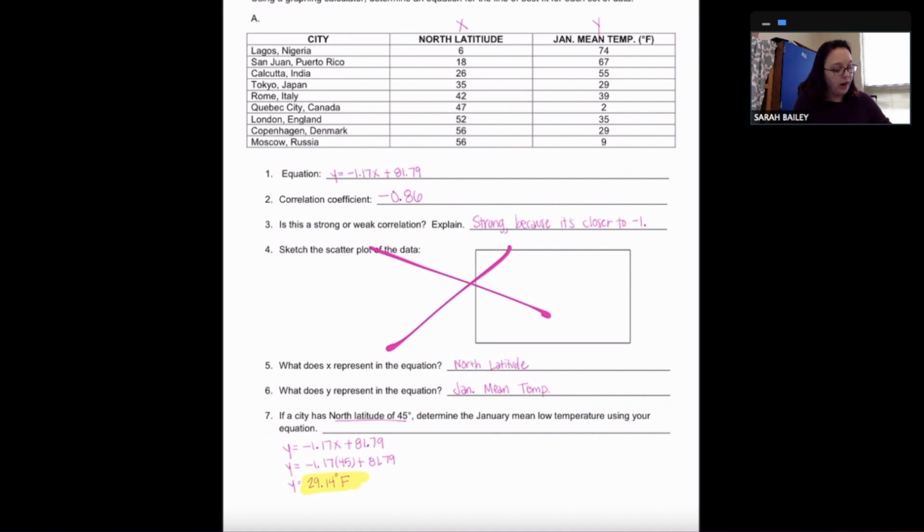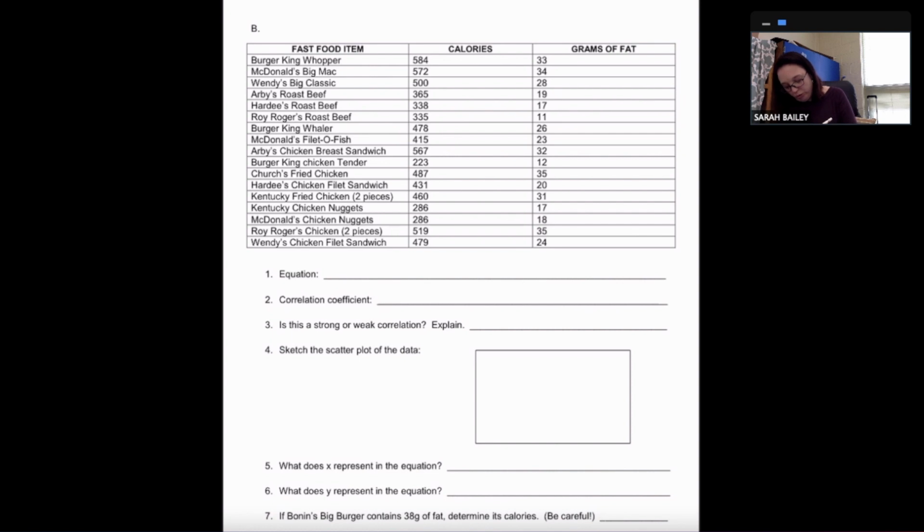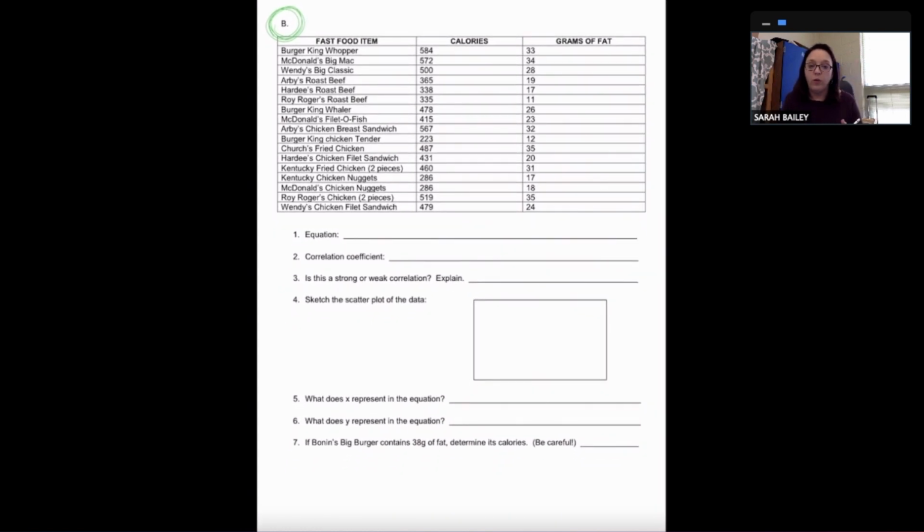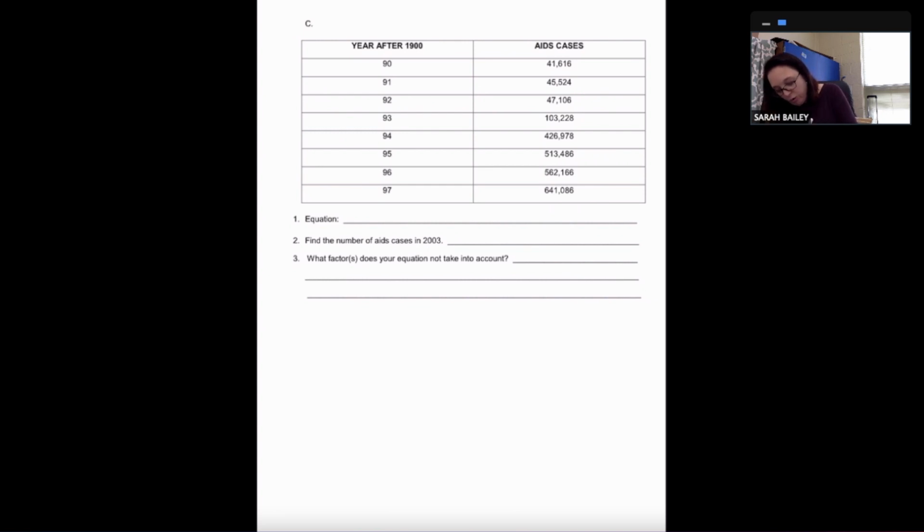All right, so now let's look at the next page. I want you to do all of part B, which has 7 questions in it. You can skip over the sketch the scatter plot portion, and I also want you to do part C. So go ahead, let's pause the video now and do parts B and C on your own.